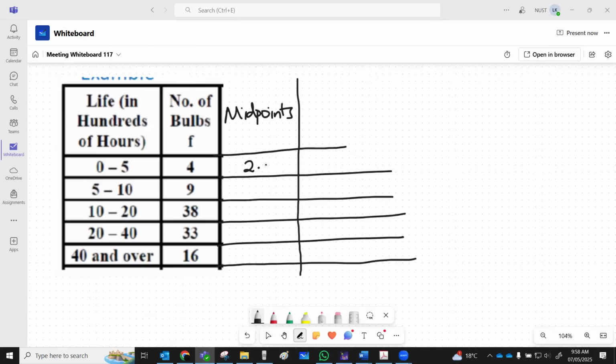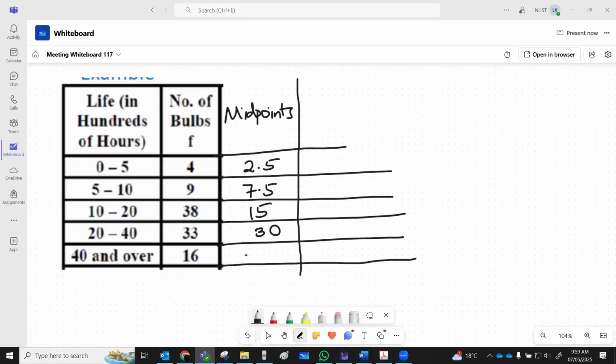This gives us 2.5. So then we say 10 plus 5 is 15. 15 divided by 2 is 7.5. 10 plus 20 is 30. 30 divided by 2 is 15. 40 plus 20 is 60. 60 divided by 2 is 30.